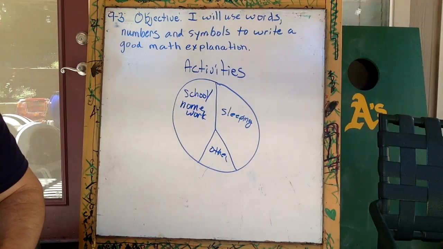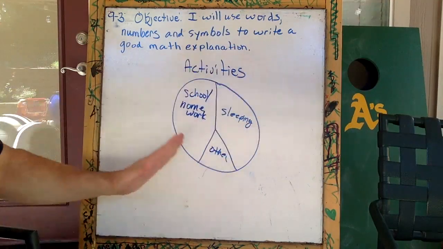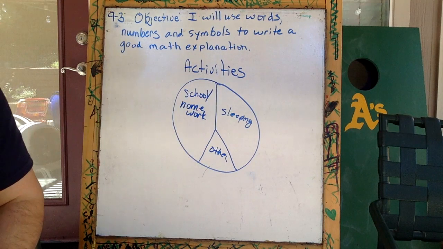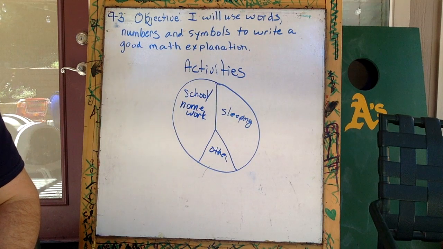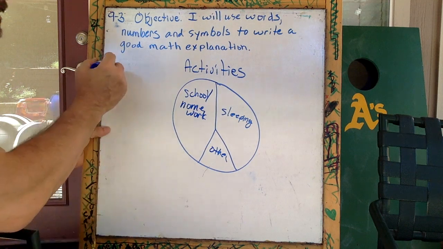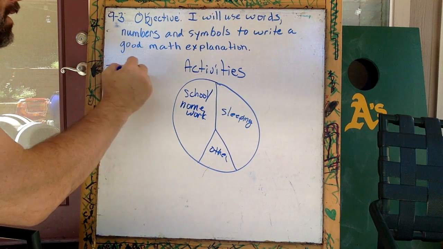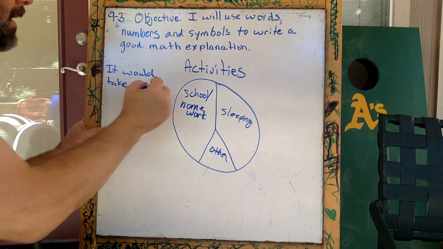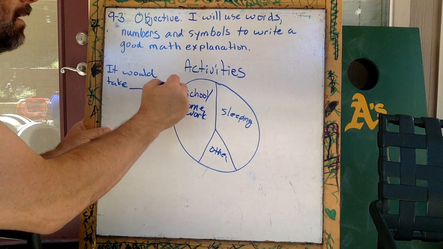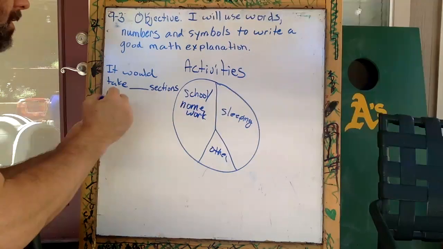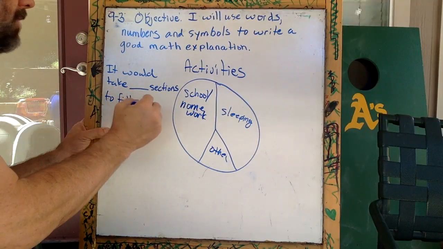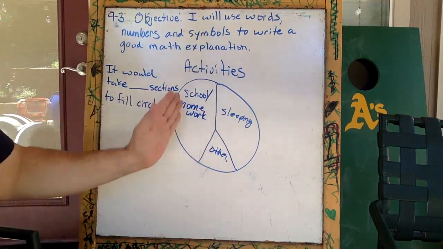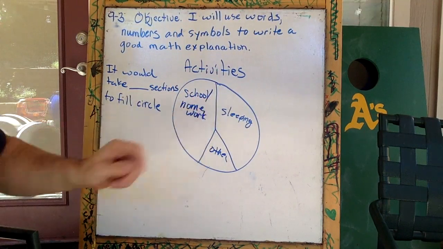right? So if I asked you about how much of the whole here are students at school and doing homework, how could you estimate that? Well, when you think about estimating, think about this. It would take how many sections to fill the circle? If you can answer this question, then you can estimate the percentage or the fraction of what students are doing with school and homework. Okay.